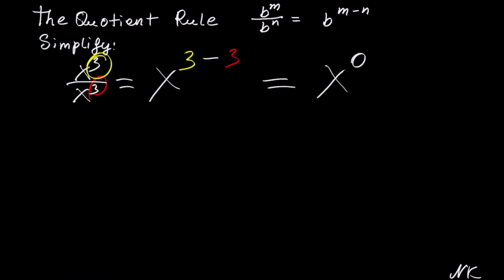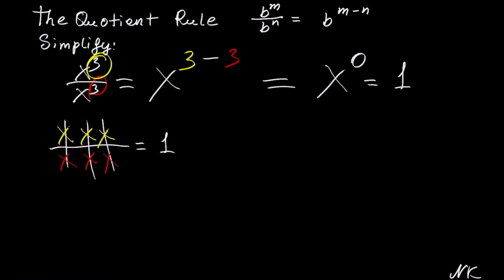We have x to the third in numerator, so this means we have 3 factors of x in numerator. Out of, we have x to the third in denominator, so we have 3 factors of x in denominator. And x out of x cancels into 1, x out of x cancels into 1, and x out of x cancels into 1. So we have something divided by itself equals to 1. So any base to the 0 exponent is equal to 1. That's all.